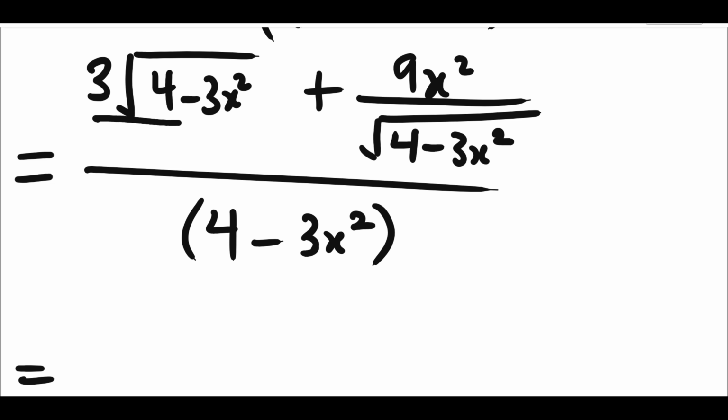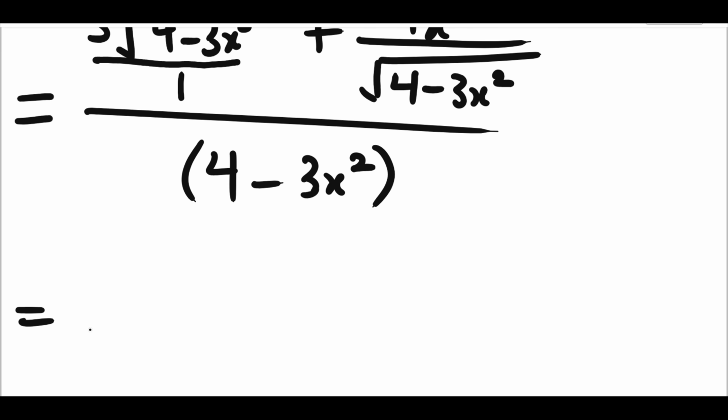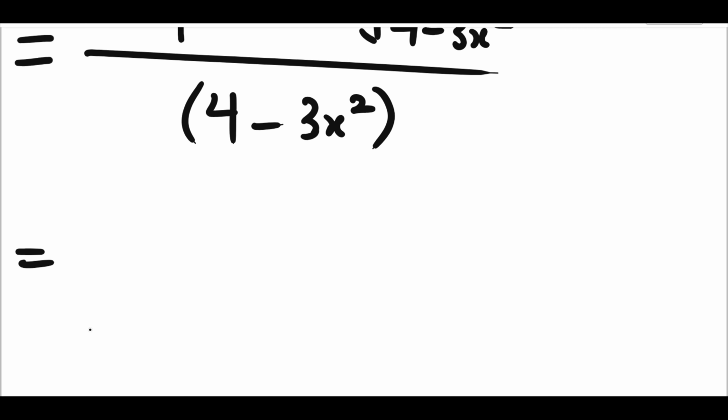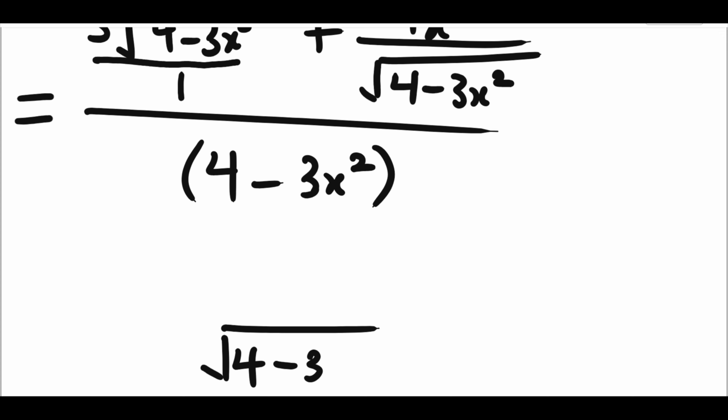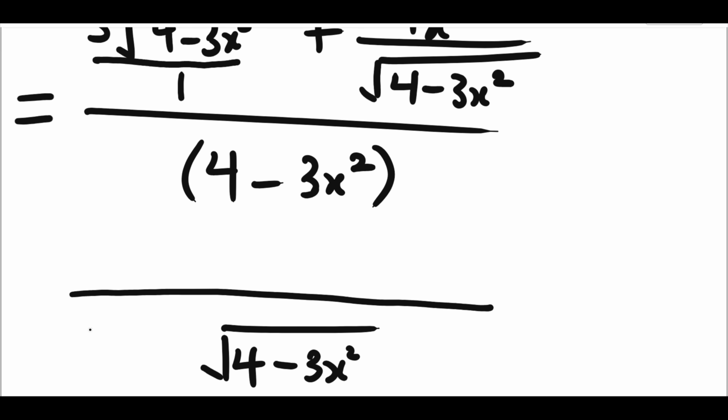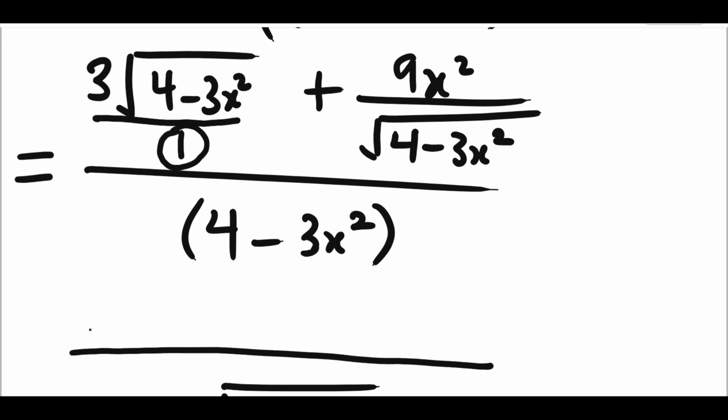You can see that this one is divided by 1, so we need to find the LCM. The LCM for the numerator will be the square root of 4 minus 3x squared. When you divide the LCM by this denominator, which is 1, you still get the same result, which is the square root of 4 minus 3x squared, and you use it to multiply the numerator of the fraction having a denominator of 1.